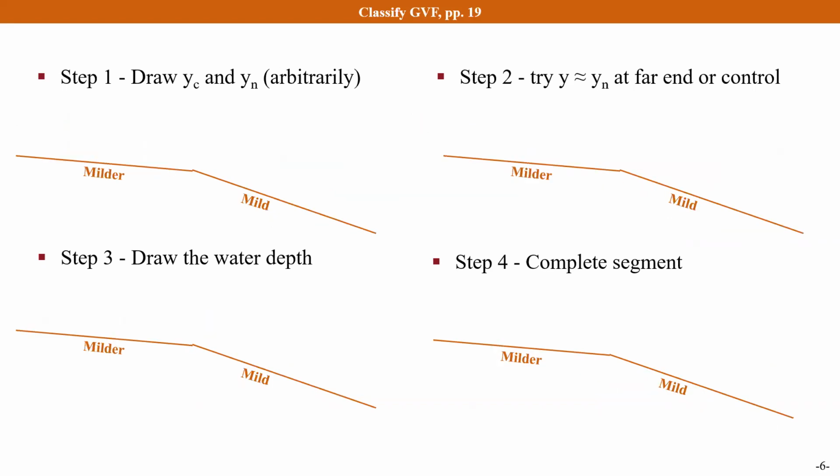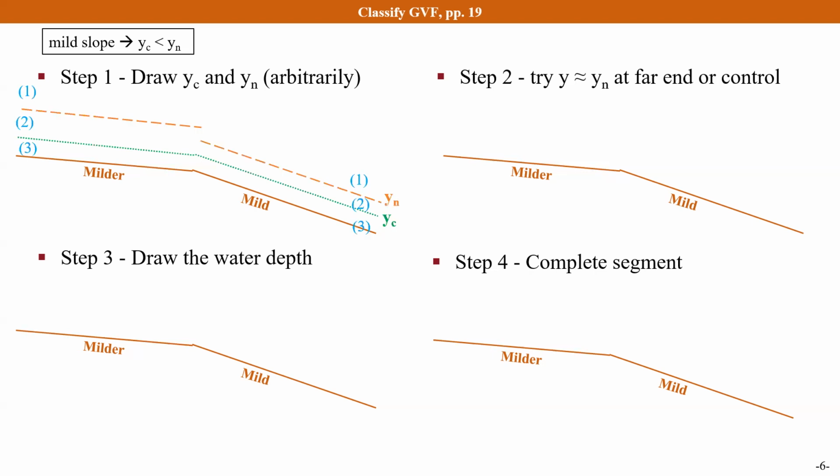In scenario 2, we have a flow moving from a milder channel to a mild channel. Similarly, the first step is to draw the critical depth. And because it is a mild slope, the critical depth should be lower than the normal depth. Then our normal depth should be higher than the critical depth. And the normal depth in the milder channel should be higher than the normal depth in the mild channel.